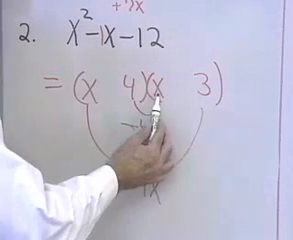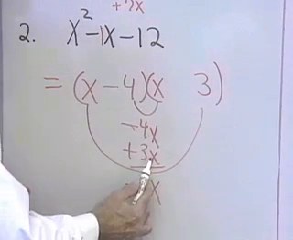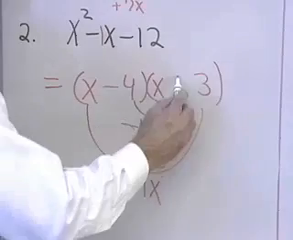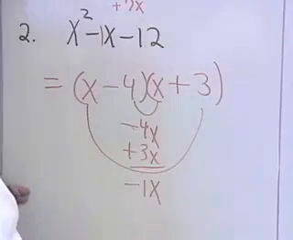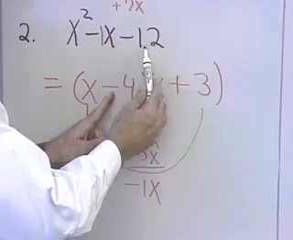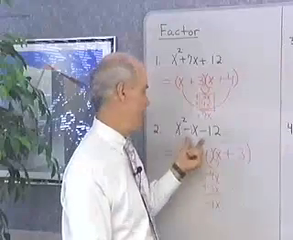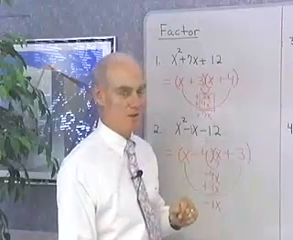The 4x came from the product of these two, so I'll put my subtraction sign here. The 3x came from the product of these two, so I'll put my addition sign here. Now let's just check the last term. -4 times +3 gives me -12. So if I multiply this all out again, I'll see that I get x squared minus x minus 12.